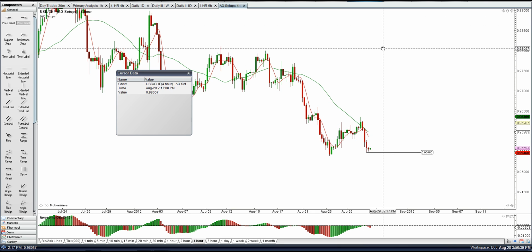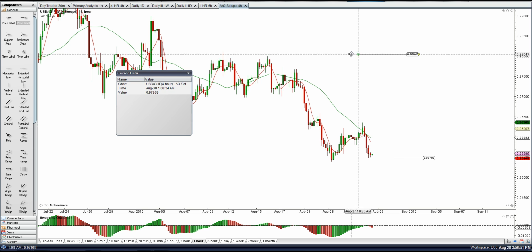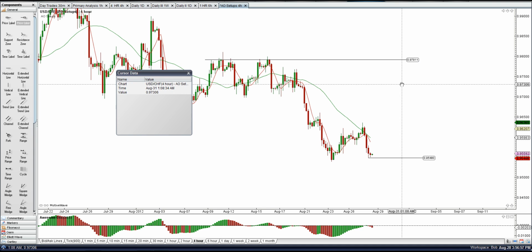All right, that's what I have for the Awesome Oscillator setups. I'll continue to update these. I think this setup actually fits better with the Elliott wave counts than the other setups that I was showing on the 4-hour chart with the moving average, the Heikin-Ashi stuff.